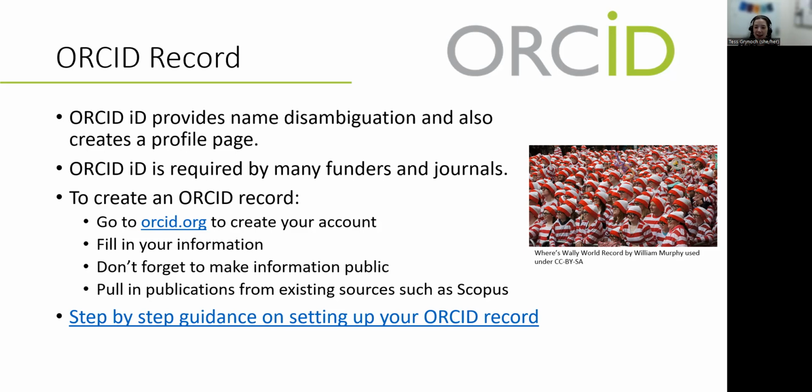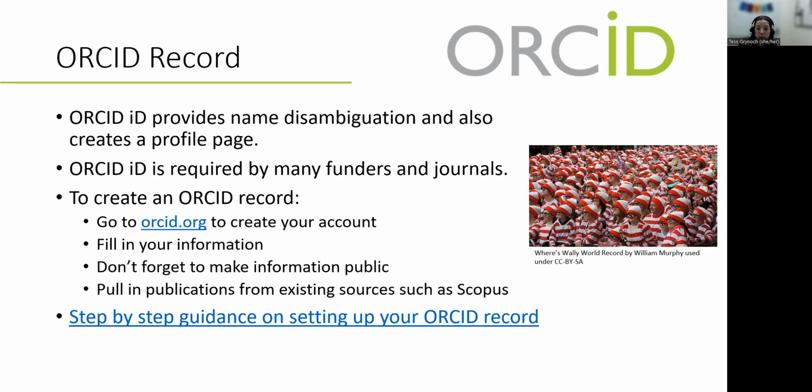And ORCID ID, as you are aware, probably most likely, since you have now created one, is required by many funders and journals. And so since you already have an ORCID ID, to access your ORCID record, you would go to orcid.org and log in and access your record that way.